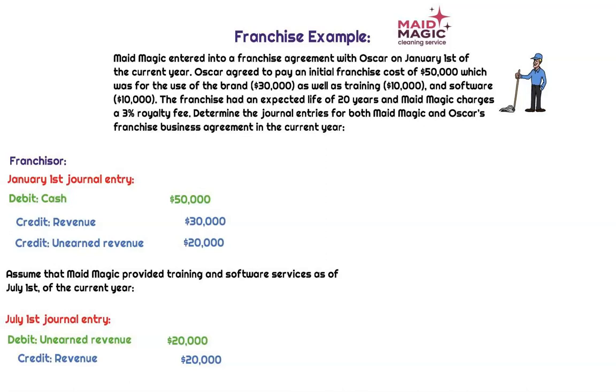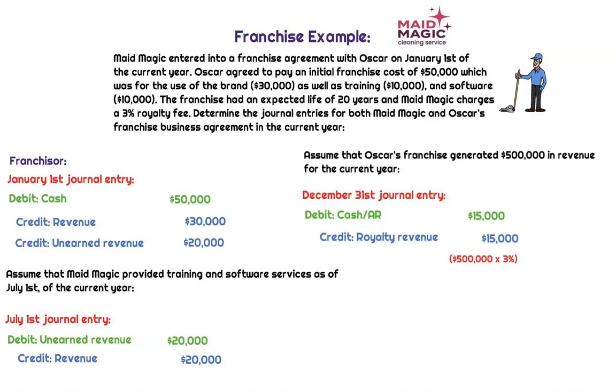We're assuming that Oscar has a 3% royalty and earned $500,000 worth of revenue in the current year. Essentially the franchisor, Made Magic, is entitled to 3% of Oscar's $500,000. So 3% is going to be $15,000. That's cash or accounts receivable coming in. Bottom line, royalty revenue is getting recognized to the franchisor, and that's assumingly going to be paid out at the end of the year.